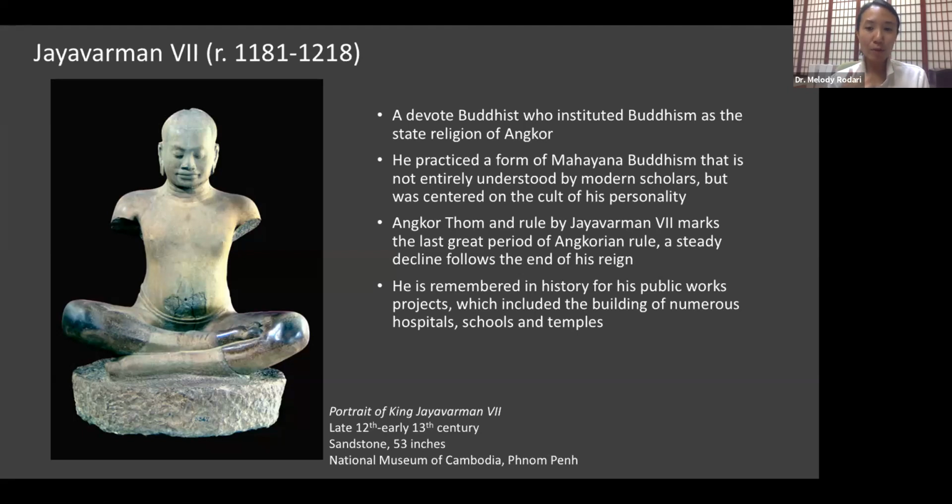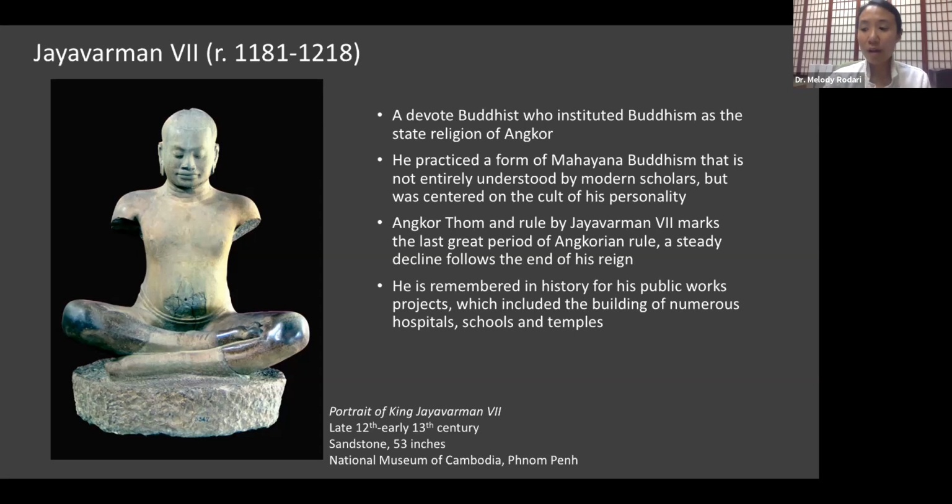In terms of Angkor Thom itself and rule by Jayavarman VII, it really marks the last great period of Angkorian rule. After the death of Jayavarman VII, there's a steady decline in the power of Angkor. Part of this has to do with his own personal charisma. Charisma is incredibly important to leadership in Angkor at this time, in much of South and Southeast Asia as well, but also because of the rise of other kingdoms in Southeast Asia, principally the Siamese in what is now modern day Thailand. In terms of Jayavarman VII's legacy, in addition to instituting Buddhism as a state religion, he's remembered for his public works, which includes the building of numerous hospitals, schools, and temples.